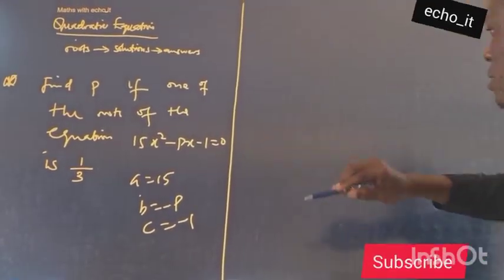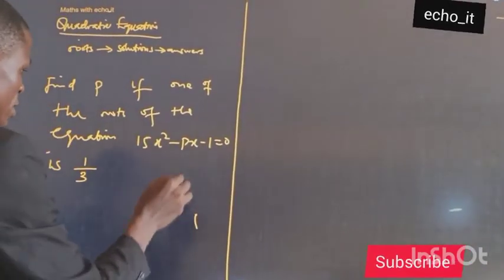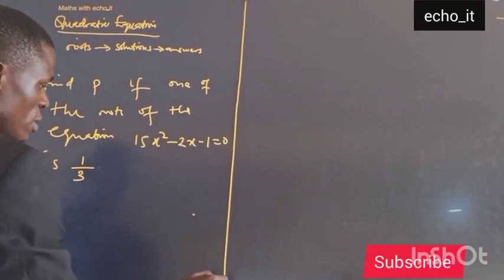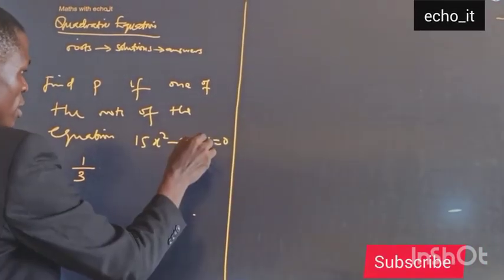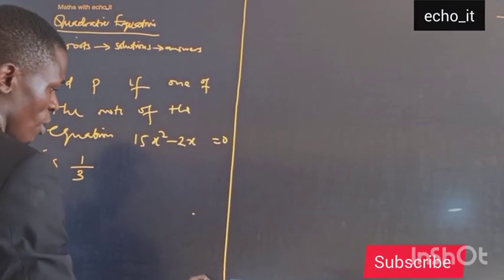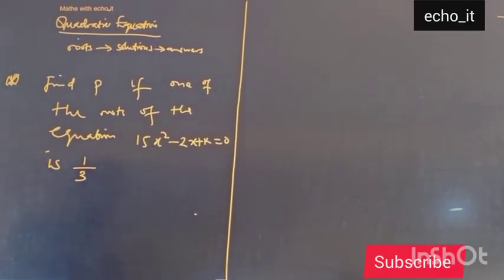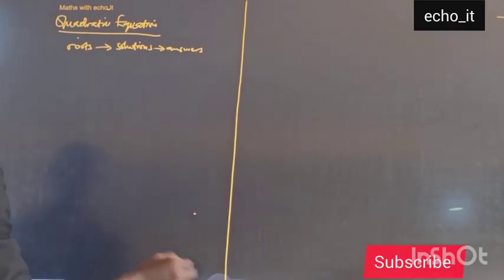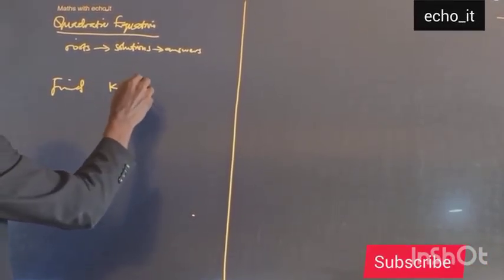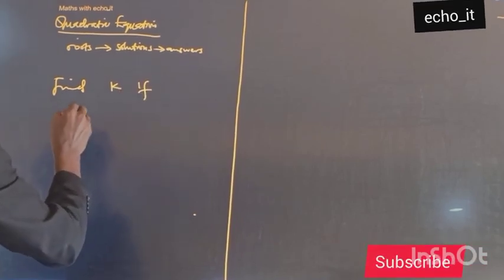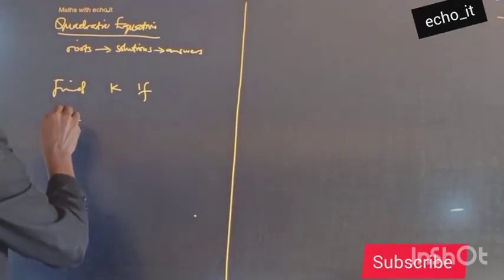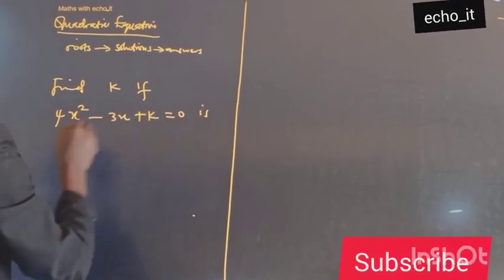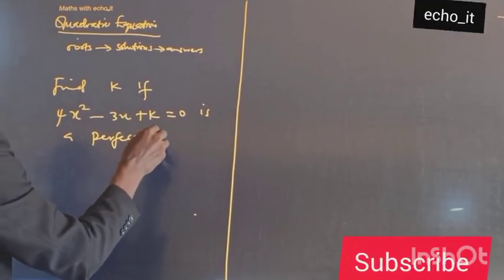But the problem can also come out. So let's say you are asked to find k. Now we know that p is 2, and let's erase this and call it k. You are asked to find k. Okay, let's set the question again. You are asked to find k if 15x squared minus 3x plus k equal to 0 is a perfect square.